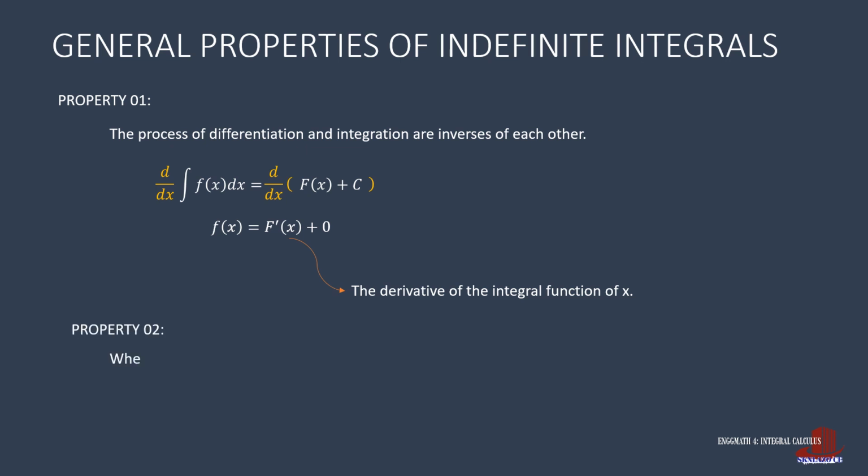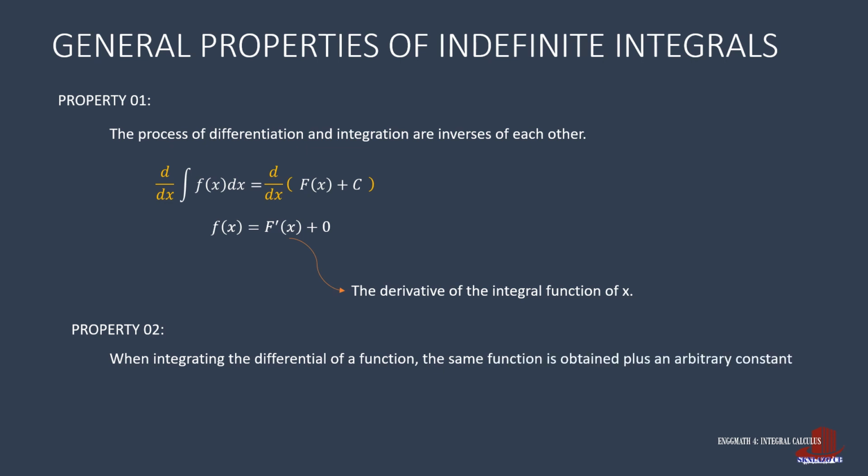The second general property of indefinite integrals states that the result of integrating a differential will have an additional arbitrary constant, thus the presence of c in the result. Take note that we write it as only the letter c because the derivative of a constant is 0.